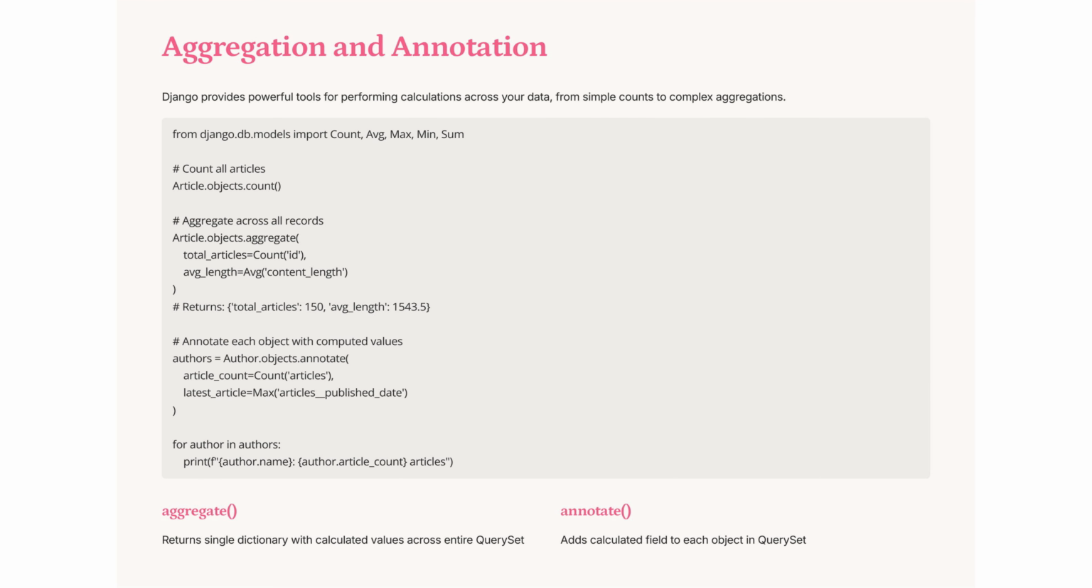Django's aggregation and annotation tools enable efficient data calculations. Use Count, Avg, Max, Min, and Sum for operations like counting articles or calculating average content length. Aggregate returns a dictionary with overall values, while annotate adds computed fields to each object, such as article count or latest publication date for authors.